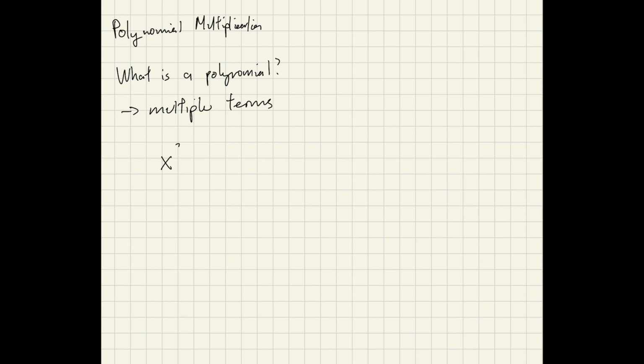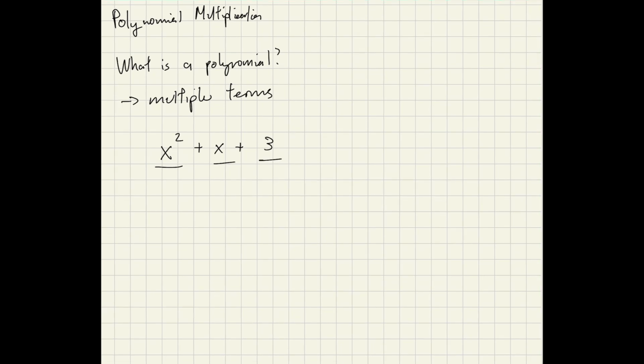For example, x squared plus x plus 3. This is a polynomial. It consists of three terms, being two variable terms in the x squared and the x, and a constant term, which is the 3.